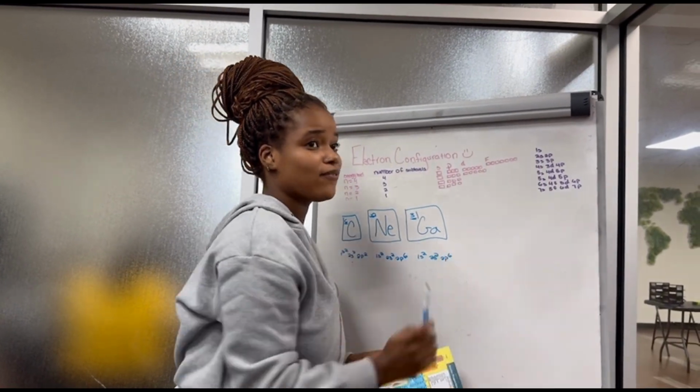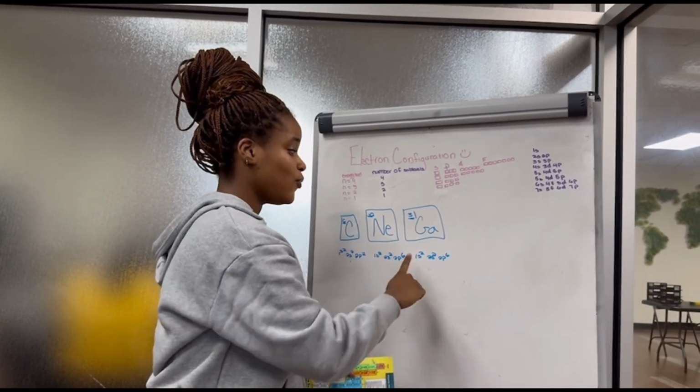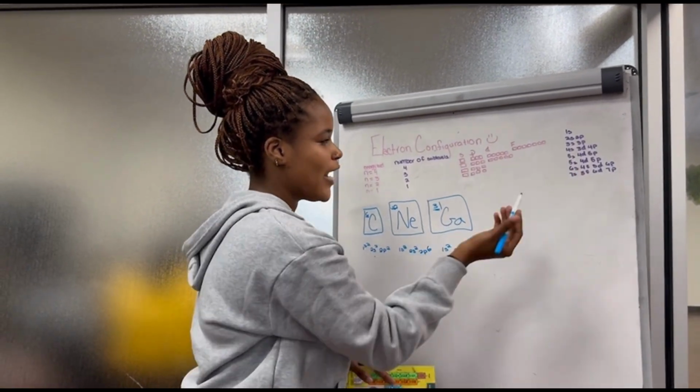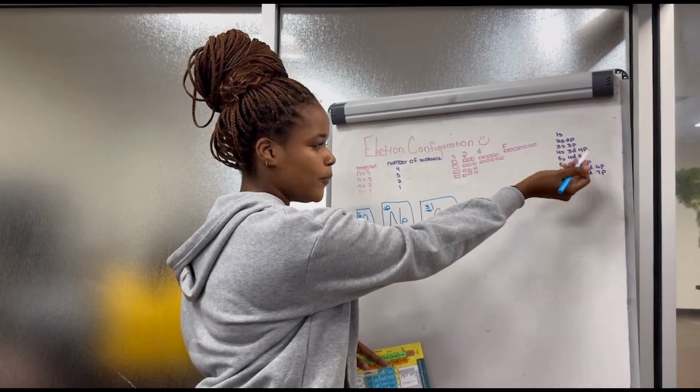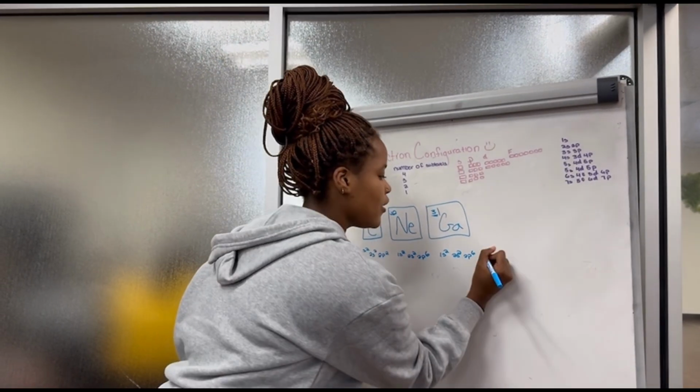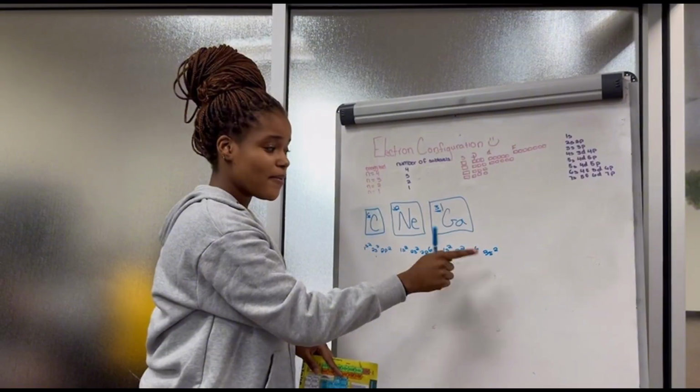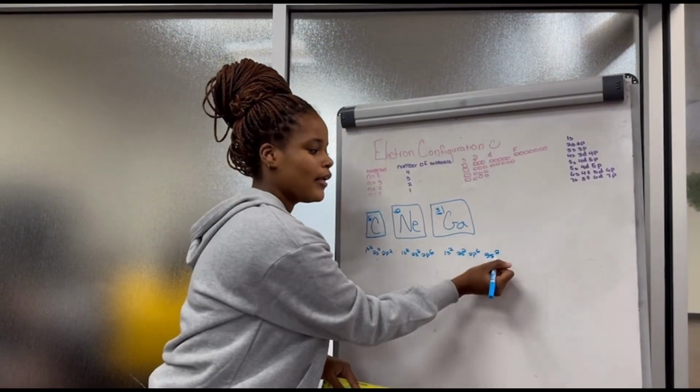And then, you can look right here. This is the order you have to go in. You can't skip anything. You have to go in this exact order. So now we're done with the 2p, we have to go to 3s. 3s, which is only 2. No matter what number is in front, we have to use this amount of electrons.